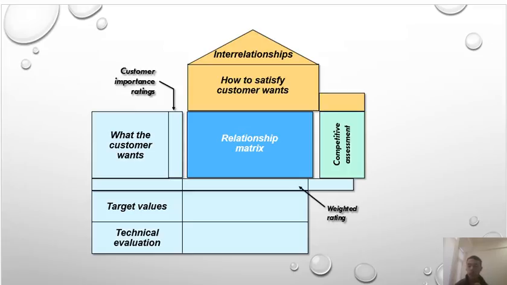And this is the competitive assessment, where the customer sees your product and how they perceive your product compared to a competitor who is providing the same product. These are the target values that you want to achieve, and through this weighted average rating, let's suppose there is a point which has a higher target value, so you focus on that in the development of your product, and this is the technical evaluation of your product.